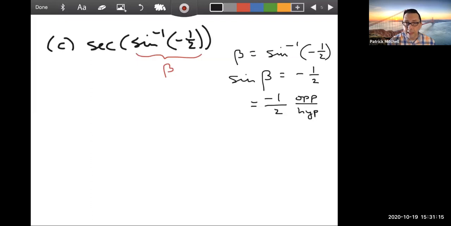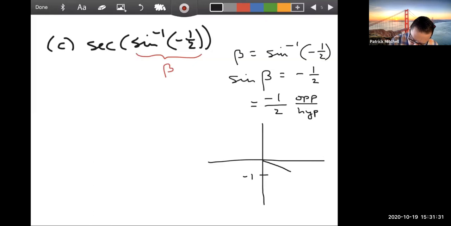Now I'm going to draw my triangle like this. I'm going to place it in my coordinate system like this. I'm going to think of -1 as being -1 on the y-axis, and then I can make my hypotenuse 2, just like that. So that'll be 2. And so our adjacent will be positive. We are in quadrant 4.